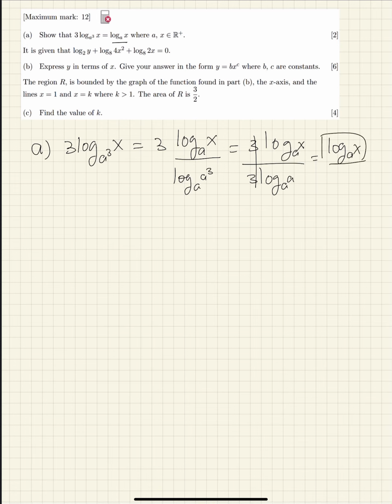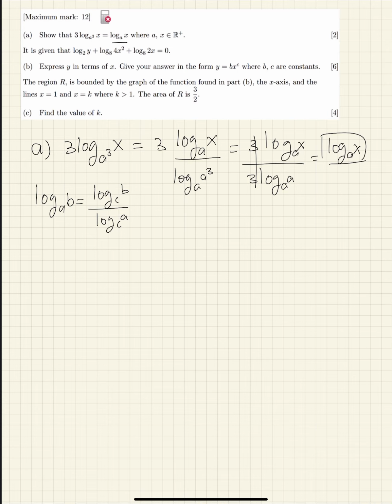Okay. If you're not too sure on the change of base rule, it is available in your formula booklet. What you do want to remember is that for anything in this form, you can choose any base of your choice, and it's the top over the bottom. This will work all the time, and it's quite useful.